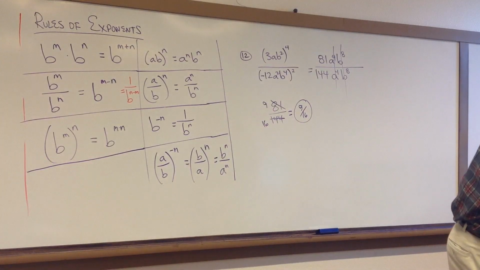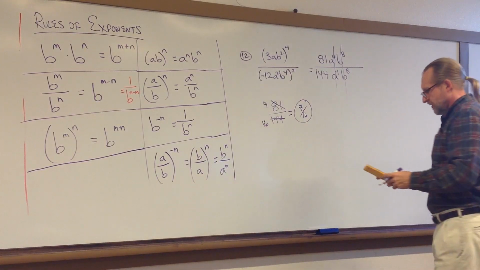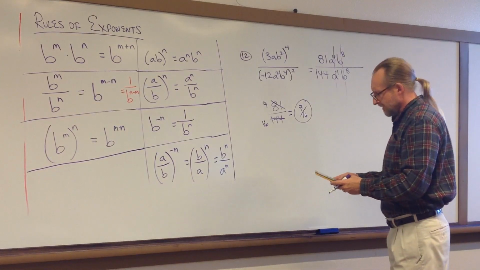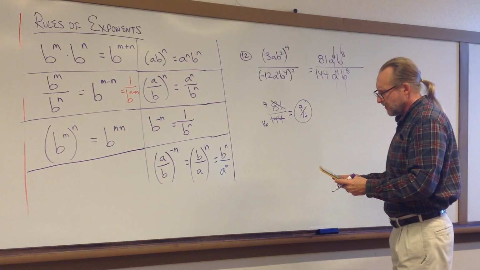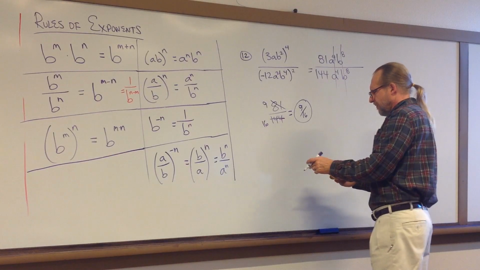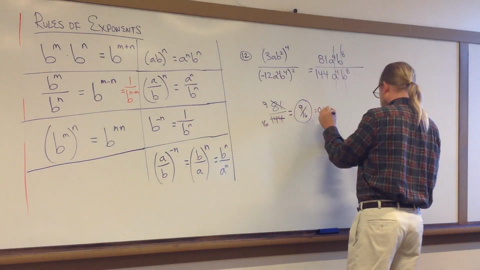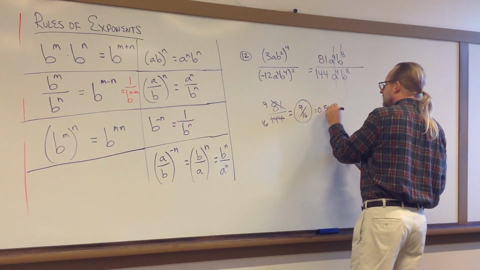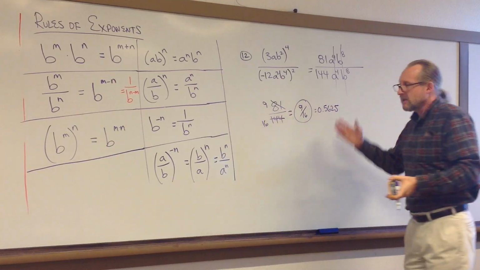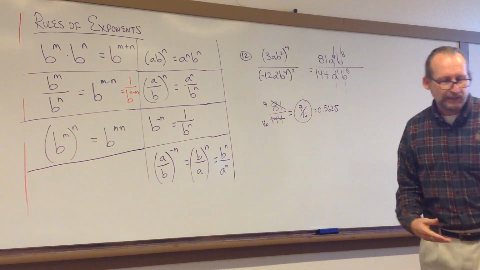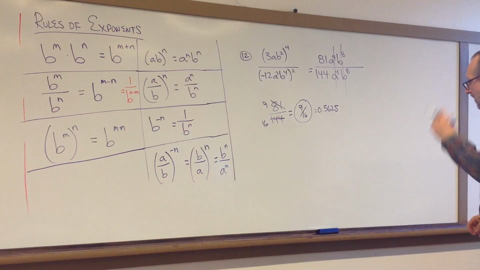Now, if you are in the habit of just turning fractions into decimals, you can do 81 divided by 144, and you'll see that this is 0.5625. If you're going to do that, don't round it off. It's a terminating decimal. Just go ahead and write down all the digits.